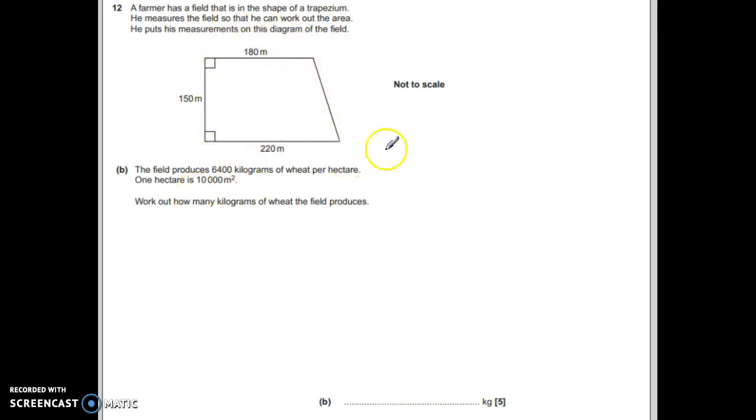Now the formula for finding the area of a trapezium you need to know. They won't tell you this. So it's half, and then it's A plus B, where A and B are our parallel sides. Okay, so half A plus B times by the height, and the height is not the slanty side, it's the perpendicular height, the height that goes straight up and down. So for this one it would be 150.